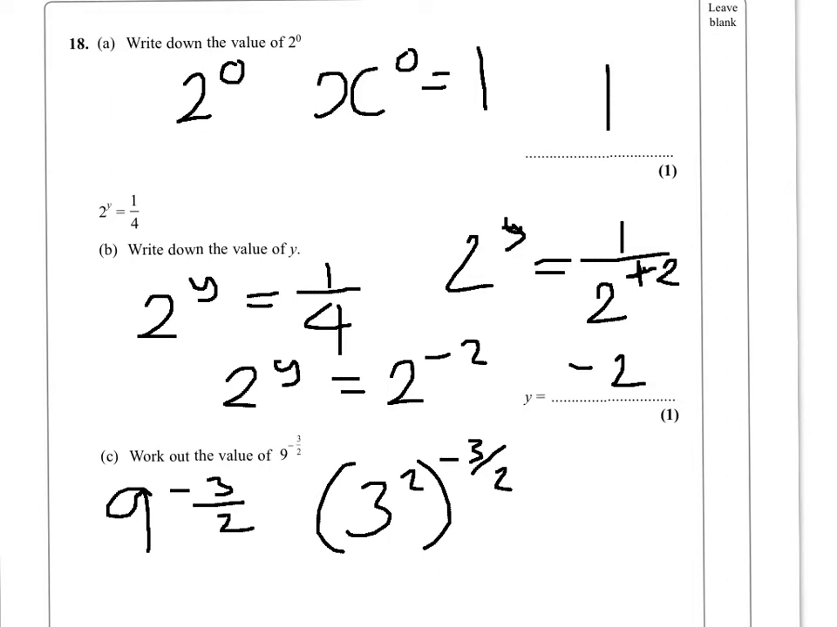Now, there are lots of different ways of doing this, but when we multiply 2 times minus 3 over 2, the 2's cancel out. So this leaves us with 3 to the minus 3, and if you understood the previous question, you'll know that can be changed to 1 over 3 cubed. And then we work out 3 cubed and get the answer, which is 1 over 27.